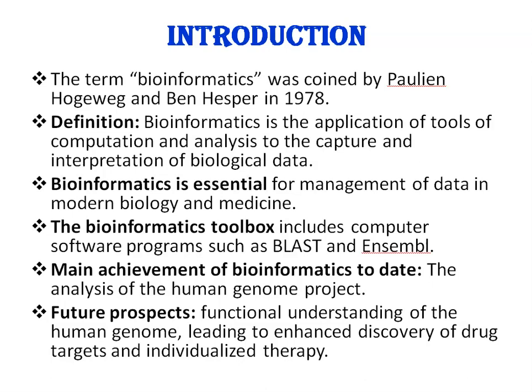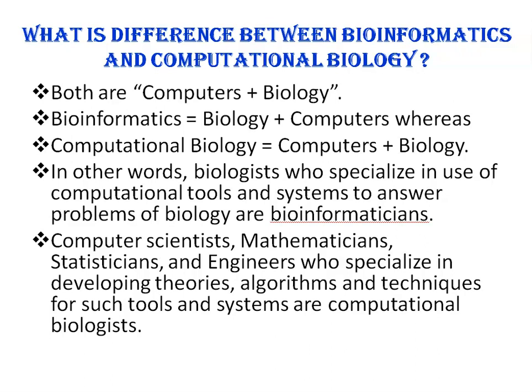Before starting with the details of bioinformatics, it is very essential to understand the difference between bioinformatics and computational biology. Bioinformatics and computational biology both are computers plus biology. Bioinformatics is biology plus computers, whereas computational biology is computers plus biology. In other words, biologists who specialize in use of computational tools and systems to answer problems of biology are bioinformaticians. On the other hand, computer scientists, mathematicians, statisticians, and engineers who specialize in developing theories, algorithms, and techniques for such tools and systems are computational biologists.